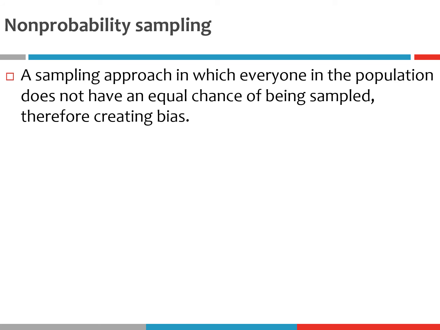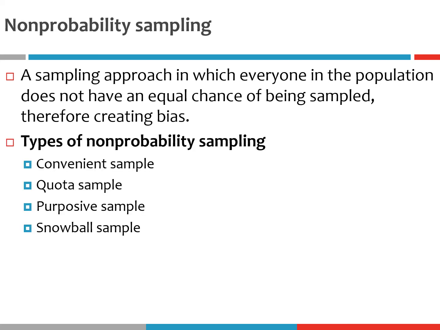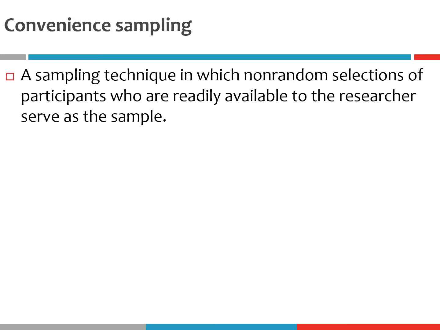So with non-probability sampling, everyone in the population does not have an equal chance of being sampled, and therefore there's a lot of potential for bias. Okay, so I'm going to go through each type of non-probability sampling, and then we'll talk about the limitations of non-probability sampling. So first we have what's called convenience sampling.